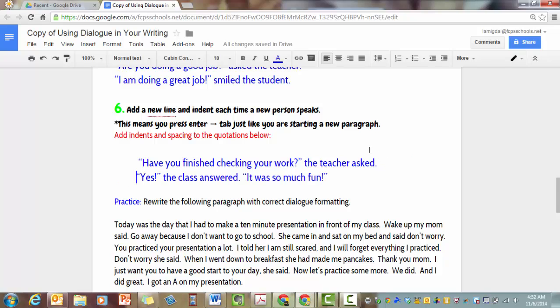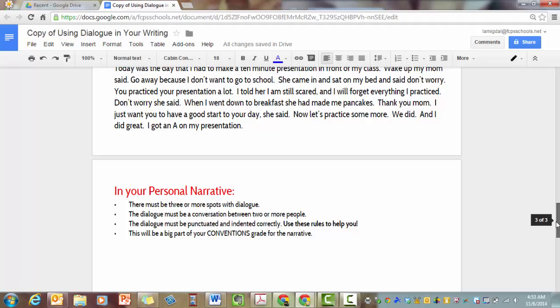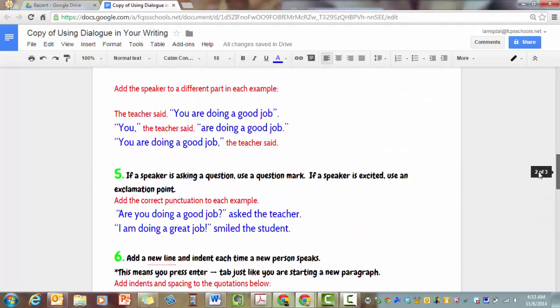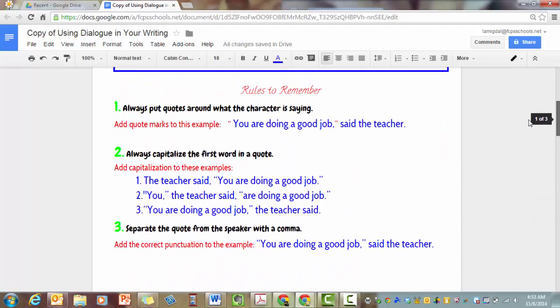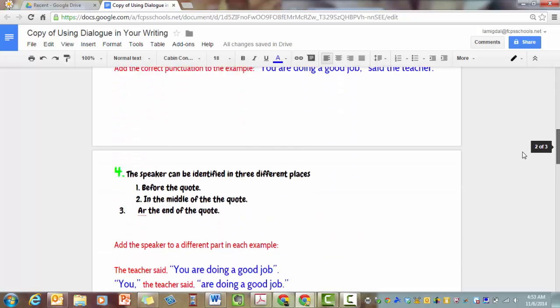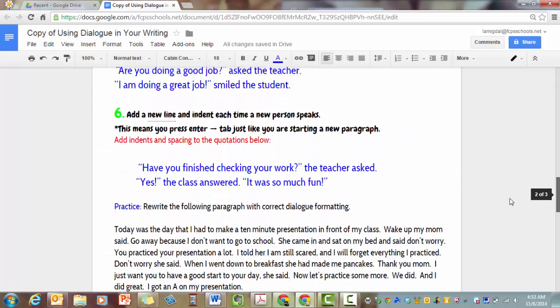"Yes." And again, that's indented. And you see it in a paragraph, but you go in 5 spaces. And each time a new person talks, you start a new line. "Have you finished checking your work?" the teacher asked. "Yes," the class answered. "It was so much fun." Okay. So I want you to keep these rules and go back to them. It's important that you know them as you're doing this.